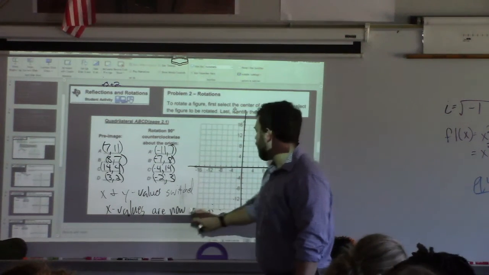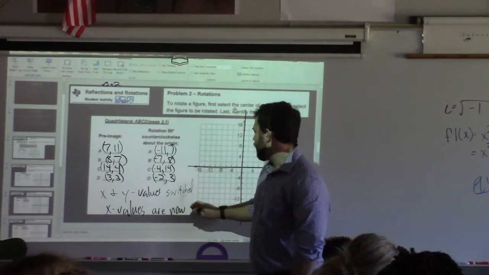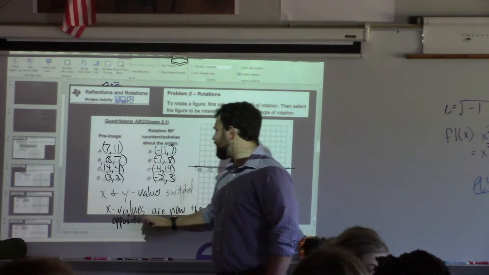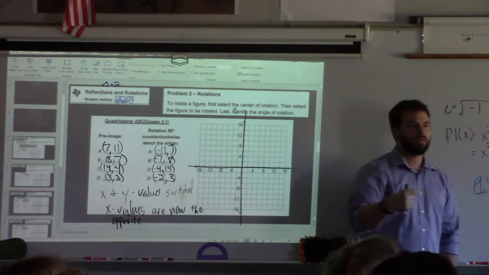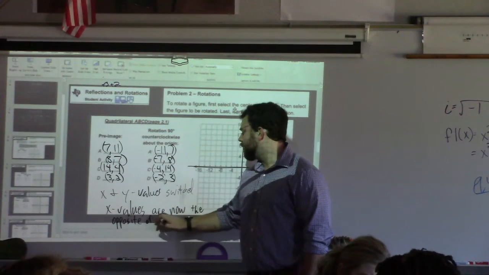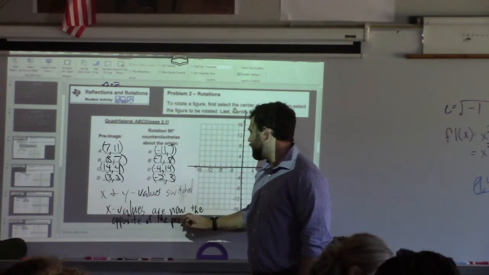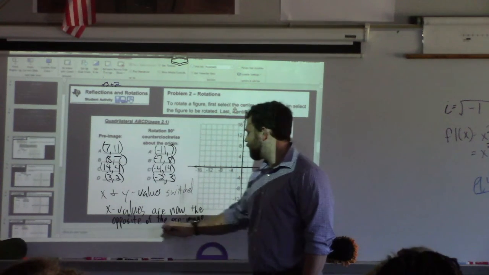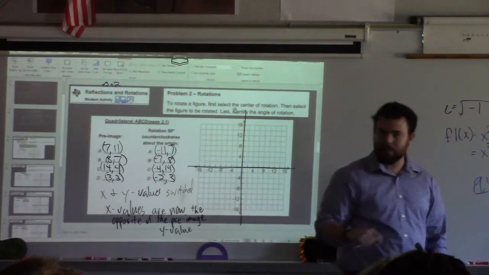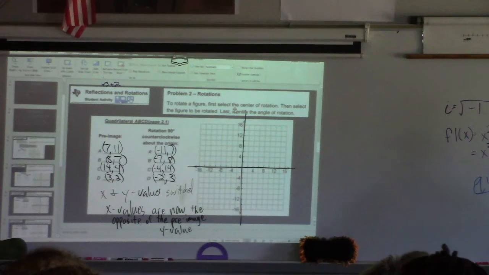The x values are now the opposite of the x. No. How would I indicate that it's the previous y value? The pre-image. There we go. X values are now the opposite of the pre-image y value. That is fantastic language, right? The new x value is now the opposite of the original, the pre-image's y value.